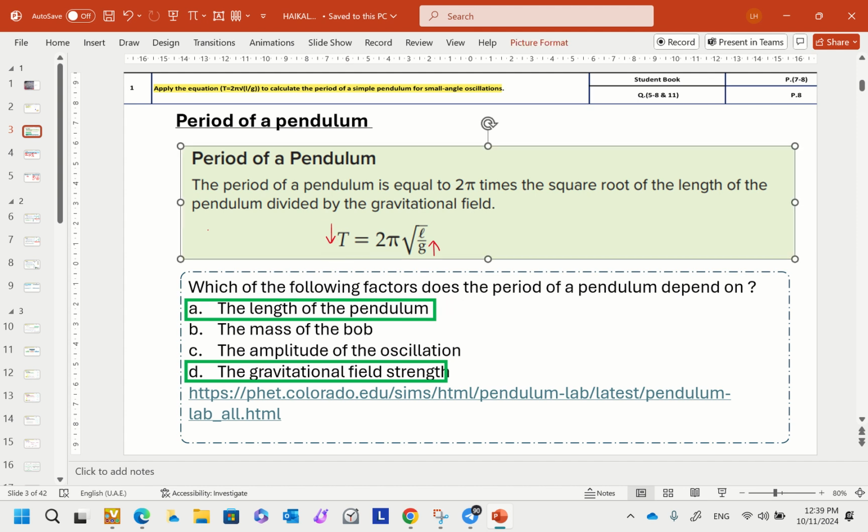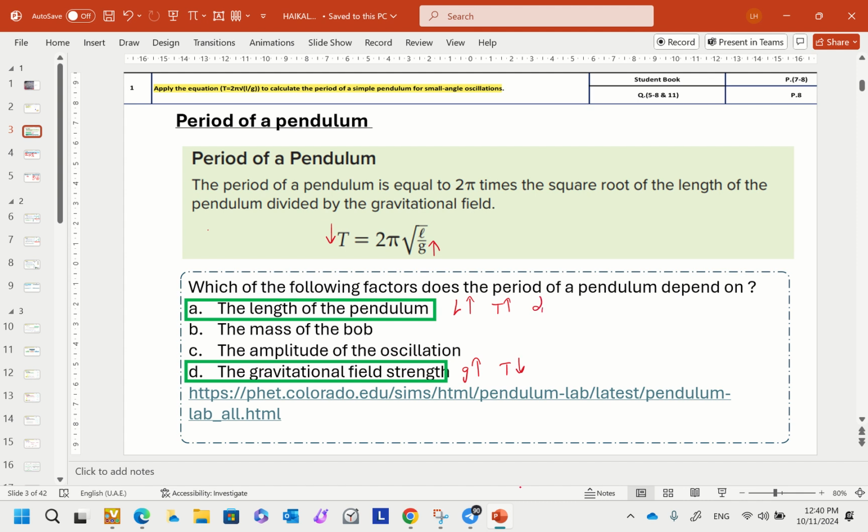It depends on the length of the pendulum. When the length of the pendulum increases, the period increases as well. And it also depends on the gravitational field. If the gravitational field increases, the period of the pendulum decreases. So for the length, it's a direct relationship, and for the gravitational field, this is an inverse relationship.